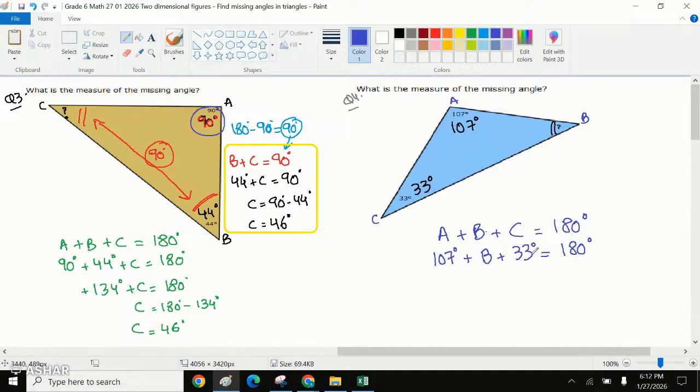107 plus 33 would be 107 plus 3 is 110. 110 plus 30 is 140. Plus B is equal to 180. And we can say B comes out to be 180 minus 140. When we subtract 140 from 180, we are left with 40 only. So we can say B comes out to be 40 degrees, right?